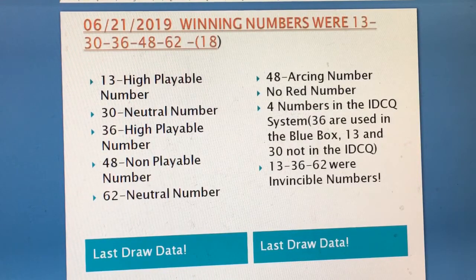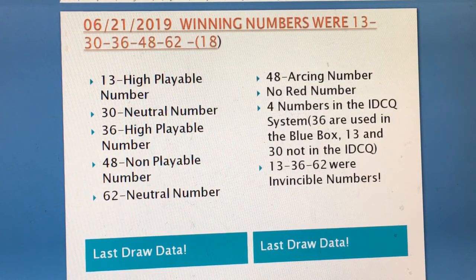Last draw for Mega Millions is June 21st. The winning numbers were 13, 30, 36, 48, 62, and 18. As we know, the 13 was a high percentage number, 30 a neutral number, 36 a high percentage playable number, 48 a non-playable number, and 62 a neutral number. So for those of you who got the IDC breakdown, you know which groups are which numbers. 48 is an arcing number. There were no red numbers drawn, but most likely a red number will be drawn.